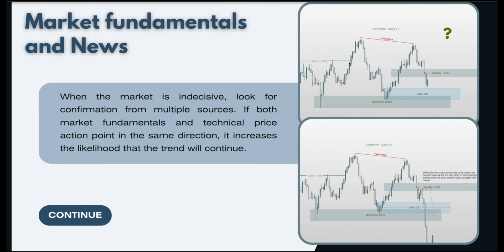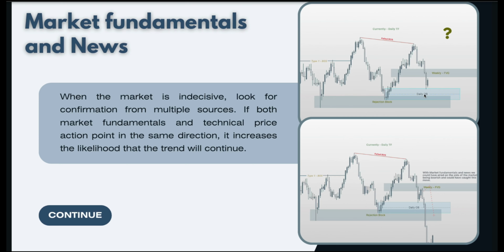We have a type 1 breakup structure, and if you don't know what that means, you need to look at my intermediate to advanced market structure video. I'll link it down in the description below. So we have a type 1 breakup structure, and then what do we have here? Retracement down to this rejection block, comes back up, failed breakup structure, and we also have a weekly fair value gap. What does price do? Comes down, taps into the daily order block.